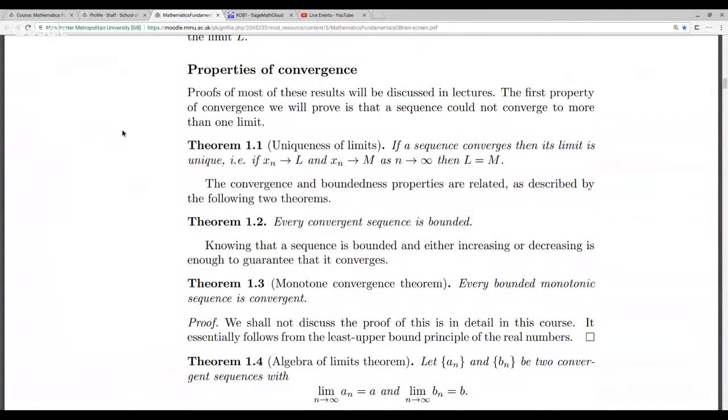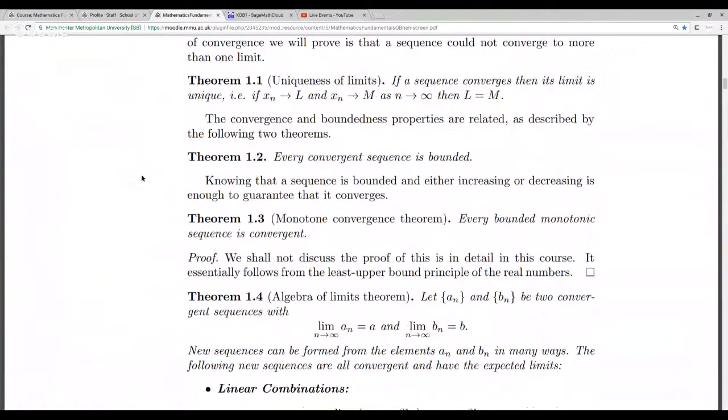The first one is about the uniqueness of limits. This says that if a sequence converges, the limit is unique. So you can't have a sequence getting closer and closer to two different values. But our informal definition of convergence doesn't seem to have the capacity to prove that. We would also like to prove that every convergent sequence is bounded. That's true.